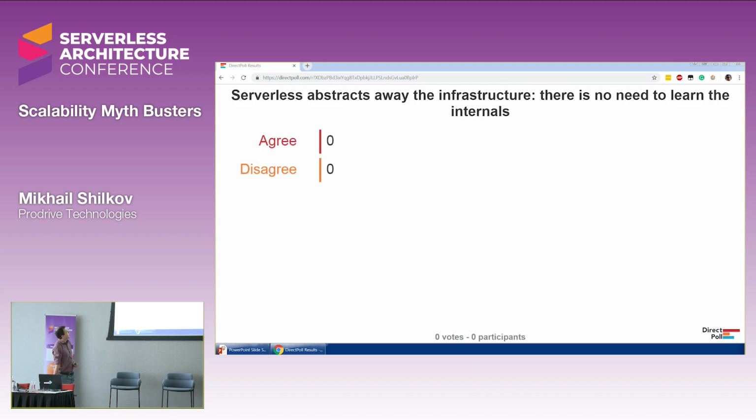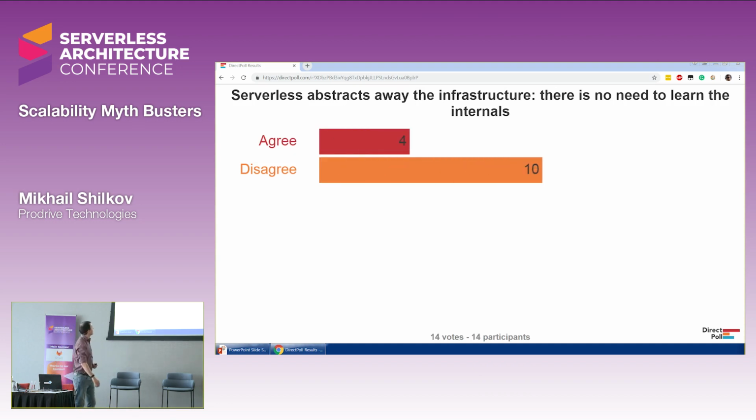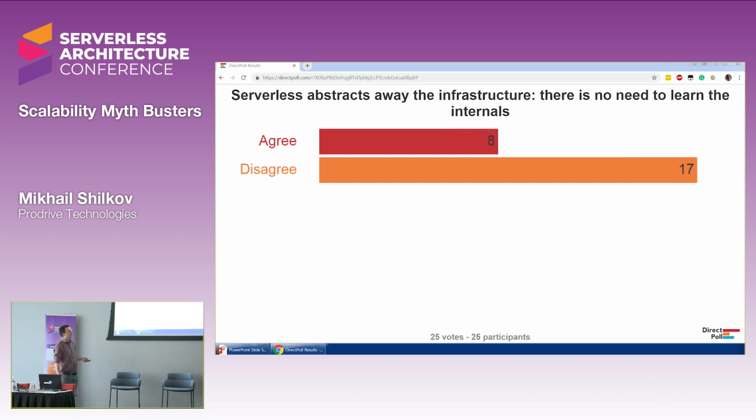Serverless abstracts away the infrastructure. There is no need to learn the internals. Okay, so now 2/3 disagree, and that's probably why you came to this session, because you need to know more about the internals. That makes sense.